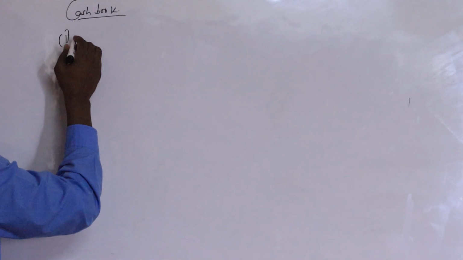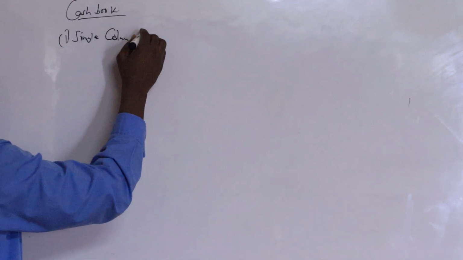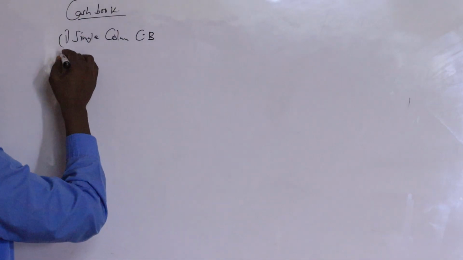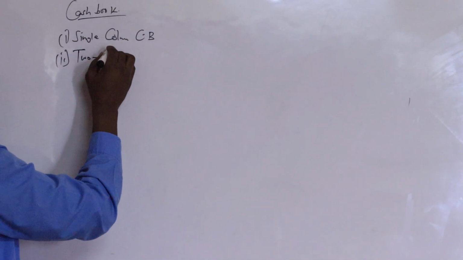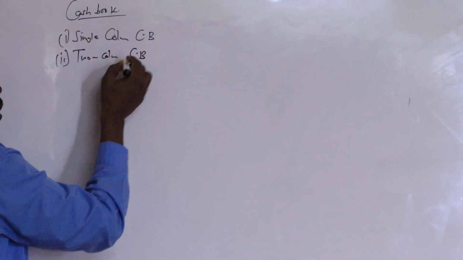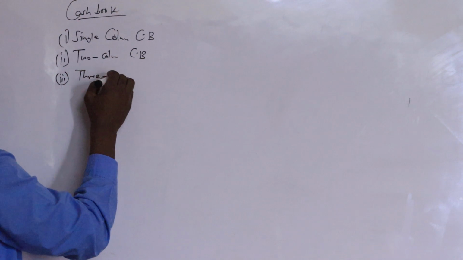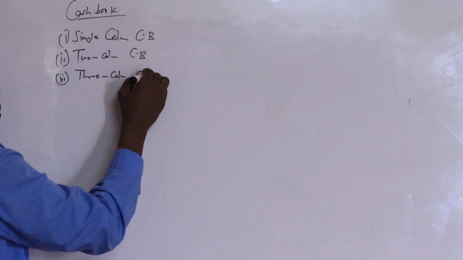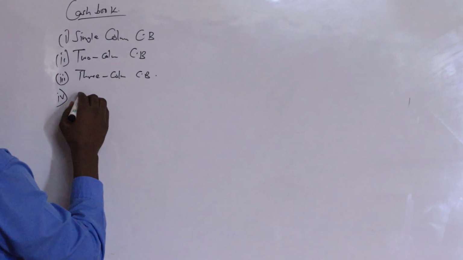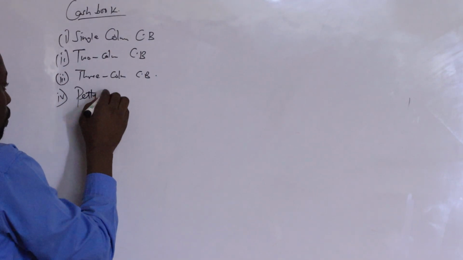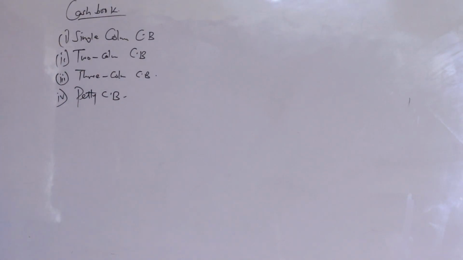Number one, what we call single column cash book. Number two, double column or two column cash book. Number three, what we call three column cash book. Four, what we call petty cash book. So I want us to look at each of them.